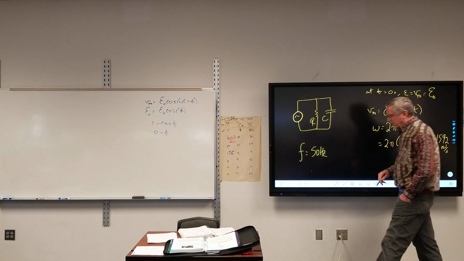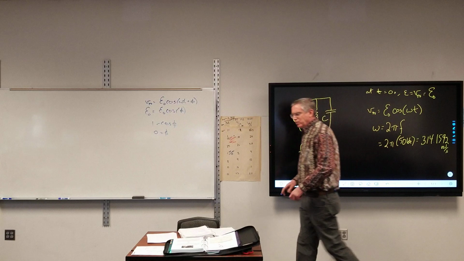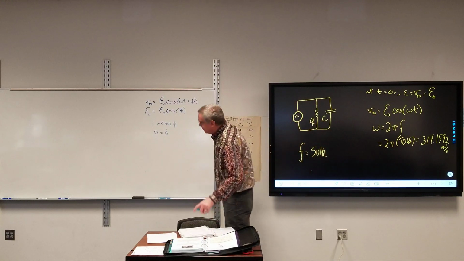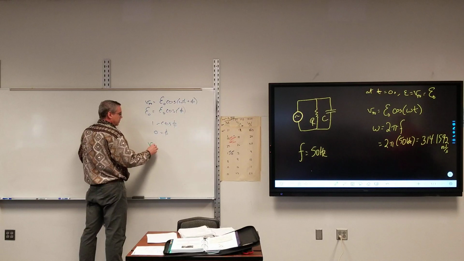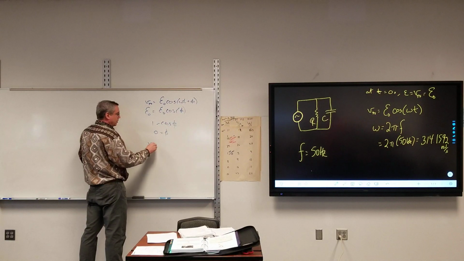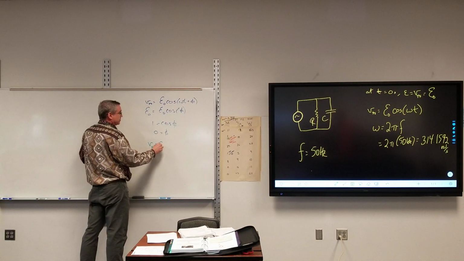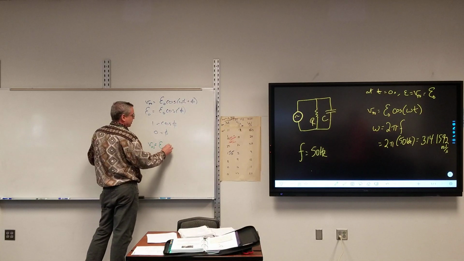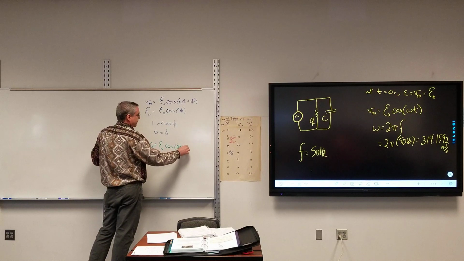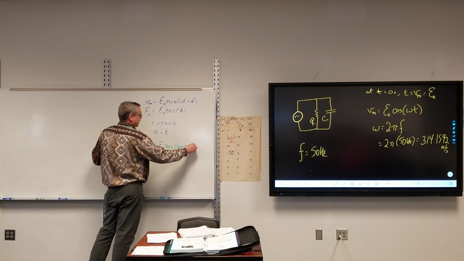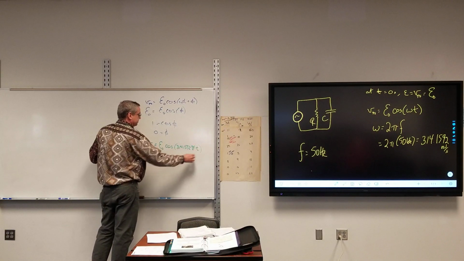So we can now take our voltage supply, and we now have an exact equation for it. The voltage from the power supply equals epsilon sub naught cosine of 314.1592 radians per second times time.